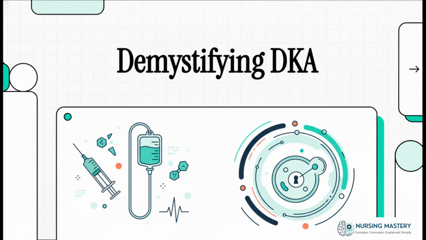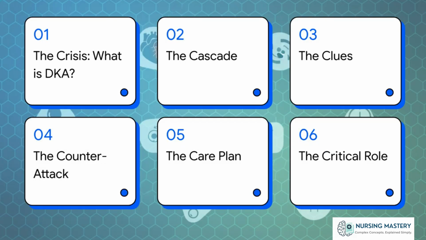Let's dive in. So, here's our game plan. We're going to follow a patient's journey, right from the moment they hit the door in crisis to when we're planning their discharge. We'll start with what DKA actually is, then look at the chaos happening inside the body. We'll learn how to spot the clues, walk through the main treatments, and then, importantly, we'll organize it all into a nursing care plan. We'll wrap up by looking at maybe the most important part of our job, prevention.